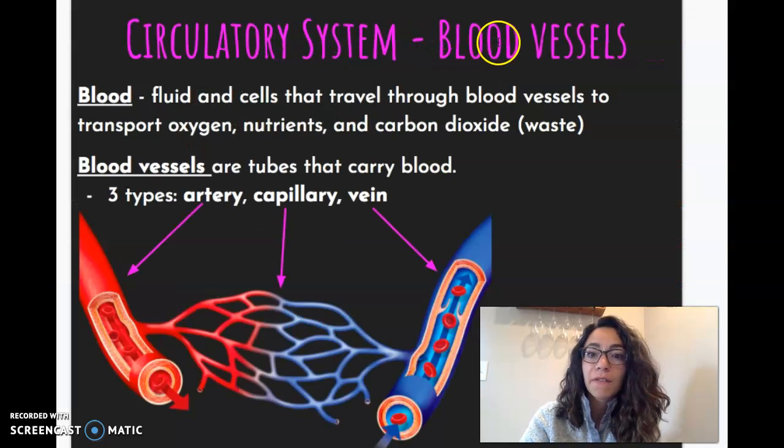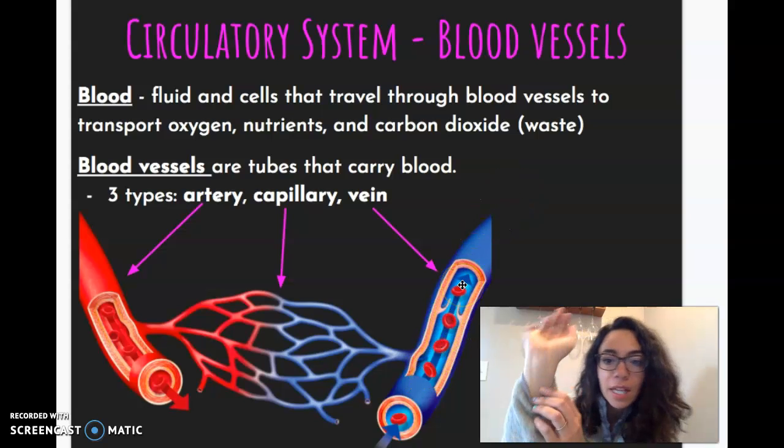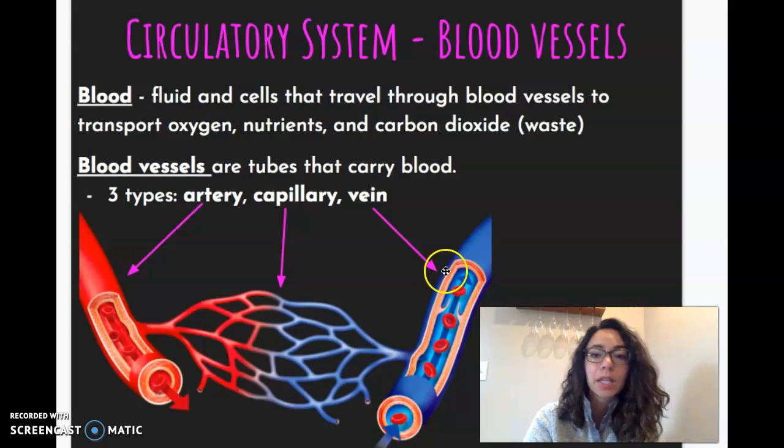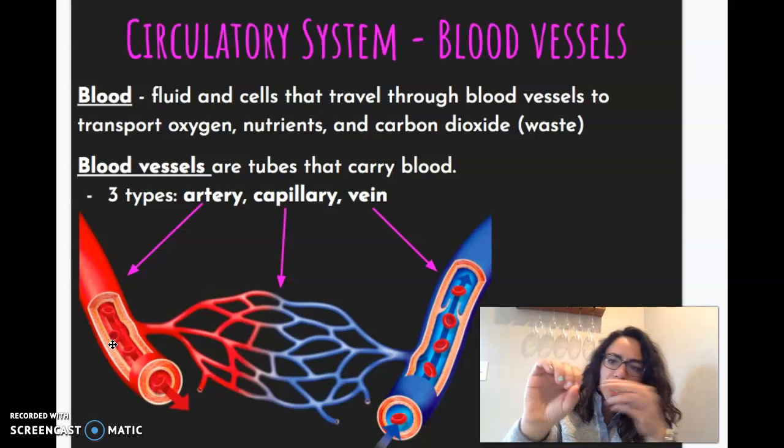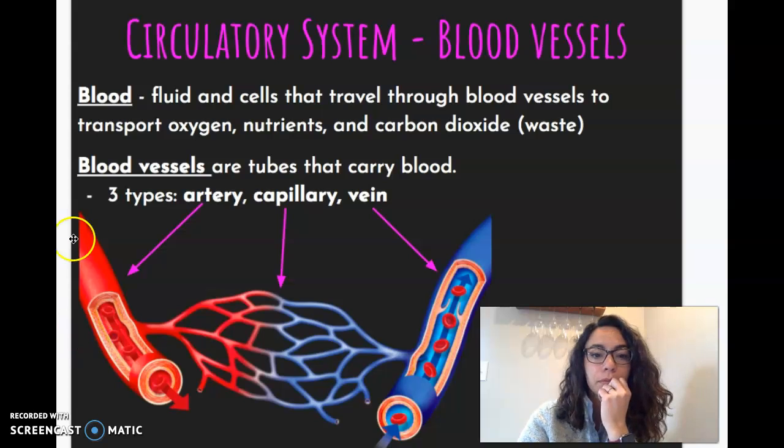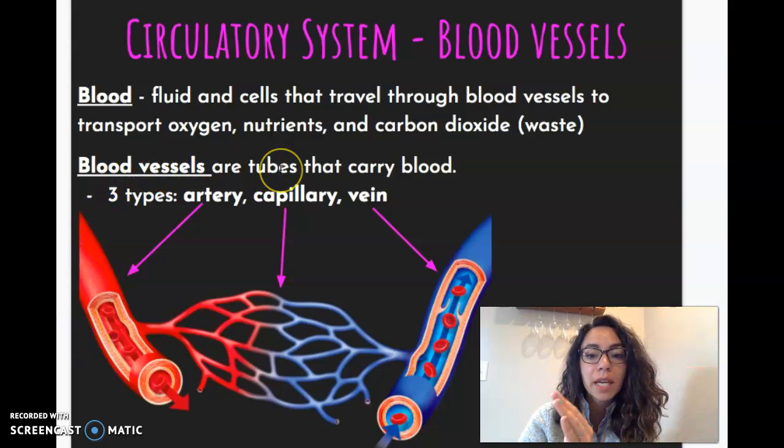Now let's talk about the blood vessels. So first of all, blood is the fluid and cells that travel inside of the blood vessel. So inside here, inside all of your veins in here is blood. And that helps to transport oxygen, nutrients, and carbon dioxide, which is the waste product. All of those things are inside the blood. The blood vessels, so the tubes, and a tube is just like a circle, like a hose, and the blood can flow through the tube. So the vessels are tubes that carry the blood.